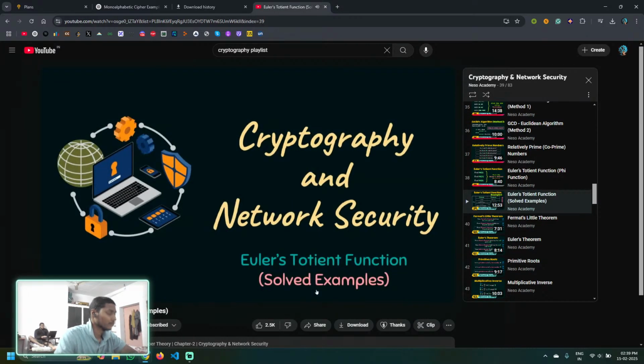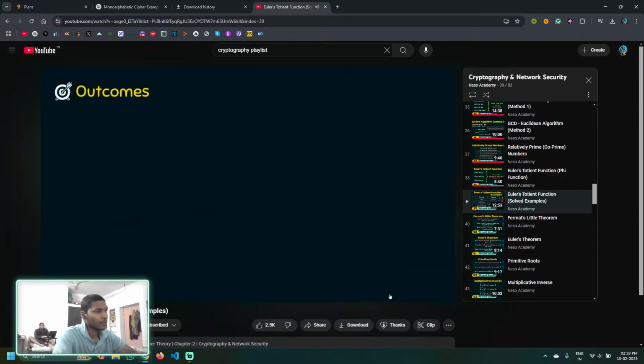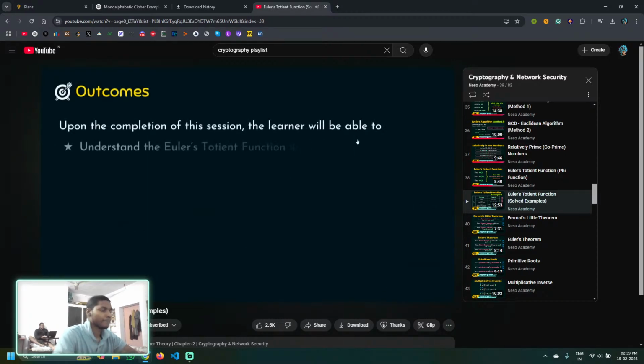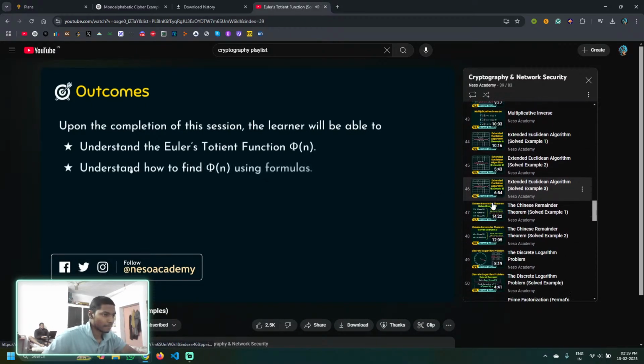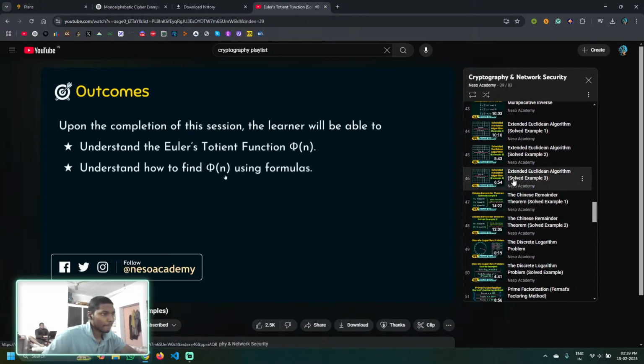In the last presentation, we understood the basics of the Euler-Totient function. The Euler-Totient function is also called the phi function, and in the last presentation, we understood how to compute phi of n. In this presentation, we are going to have some solved examples on the Euler-Totient function. Let's see the outcomes first. Upon the completion of the session, the learner will be able to, outcome number 1, understand the Euler-Totient function, which is also referred to as the phi function, and outcome number 2, understand how to find phi of n using formulas.